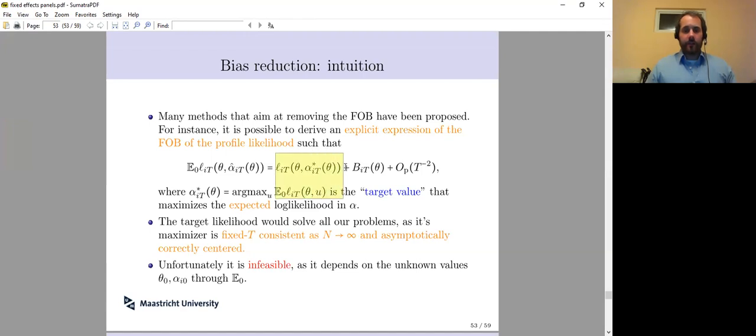This thing here is the so-called target likelihood. And if we had that target likelihood, it would solve all our problems, because it's fixed t consistent, it's correctly centered asymptotically, it satisfies score unbiasedness, the information equality, it's perfect. We would like to have that. However, this value alpha star depends on the unknown parameters through this expectation here. So that's bad. It's actually infeasible. We will never know alpha star.